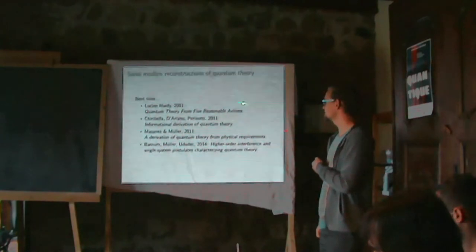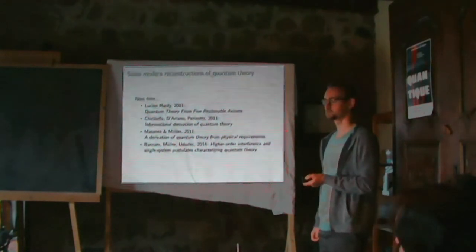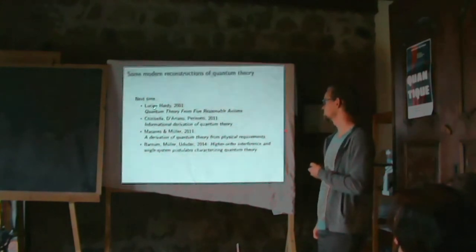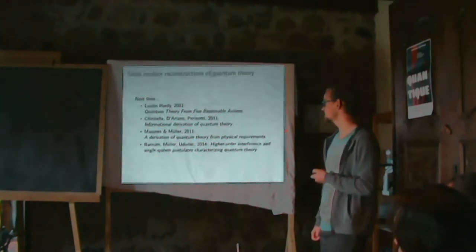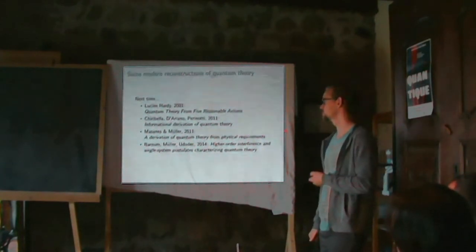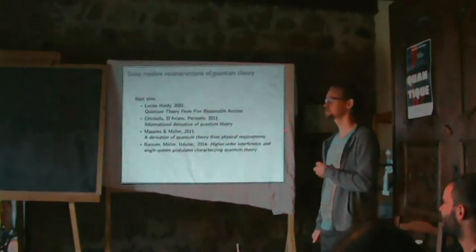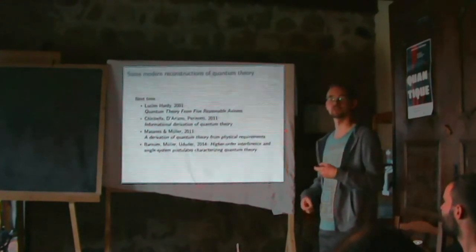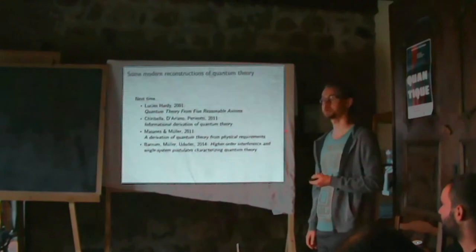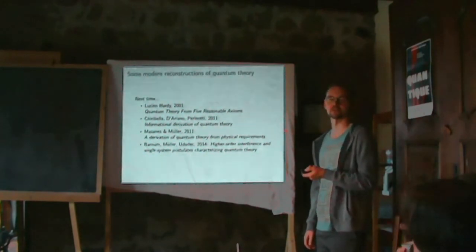So this is basically the paper that started it all, the modern approach and the GPT approach to quantum reconstructions. It's Lucien Hardy's Quantum Theory From Five Reasonable Axioms. I would argue they're not super reasonable, and they've been improved upon in these later papers. So I'm just going to show this because it allows me to introduce some useful concepts that are used in these other papers. But I'm not arguing that these are good axioms for quantum theory or that they're very natural or anything.